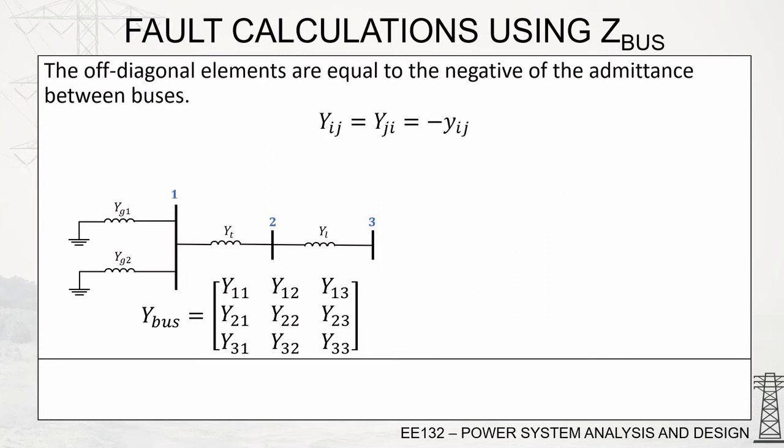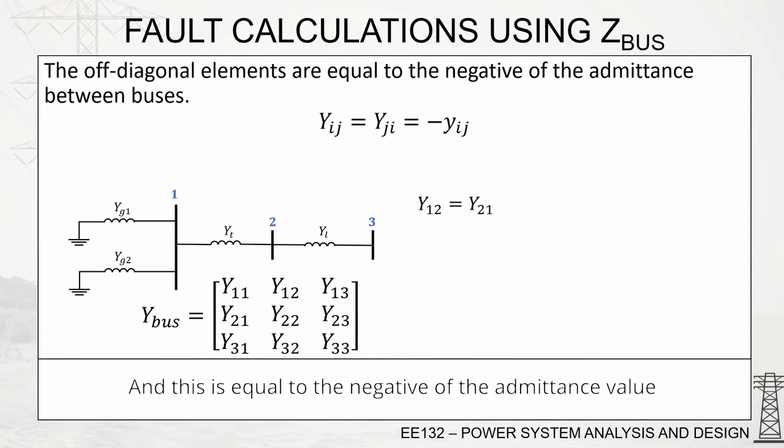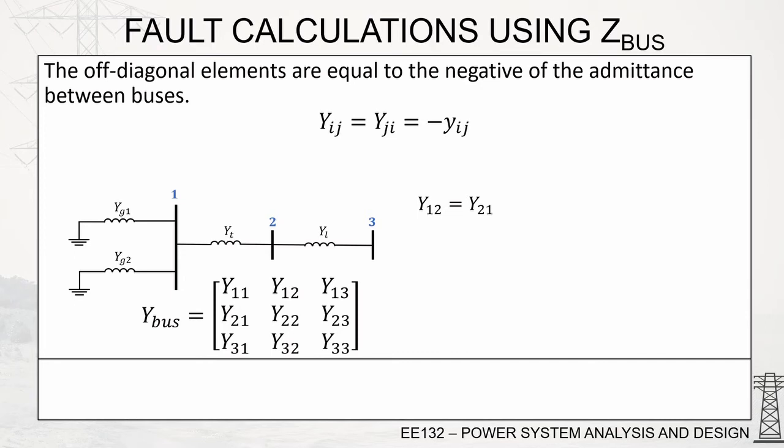While the off-diagonal elements are equal to the negative of the admittance between buses. Y12 is equal to Y21, and this is equal to the negative of the admittance value that is directly between buses 1 and 2. Between buses 1 and 2, there is the transformer admittance. So they are equal to negative Y sub t.